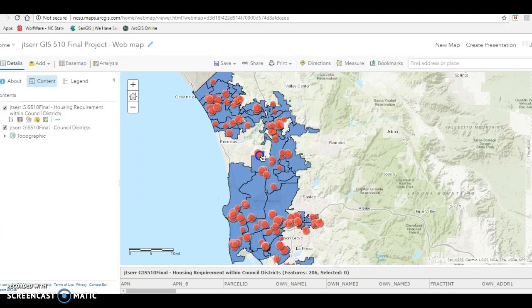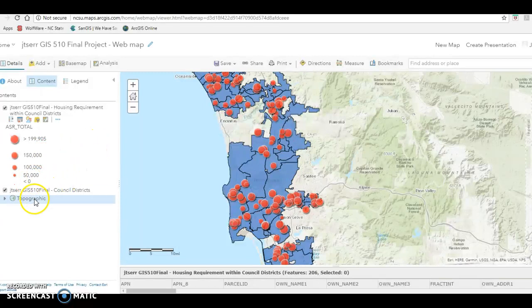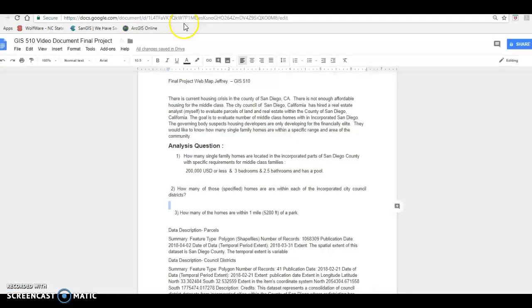and I have in red the analysis questions. And as you can see here, let's pull this down, ranging anywhere from just under 200,000 all the way down to 0. And then those are the districts right here in the blue. And back to analysis questions 2 and 3.